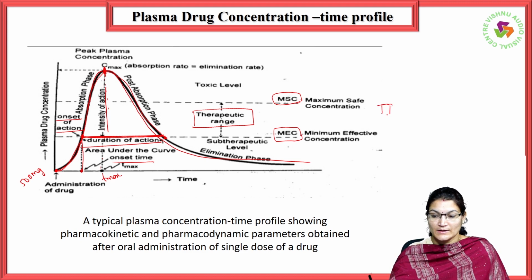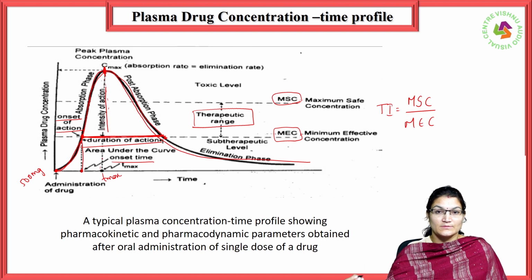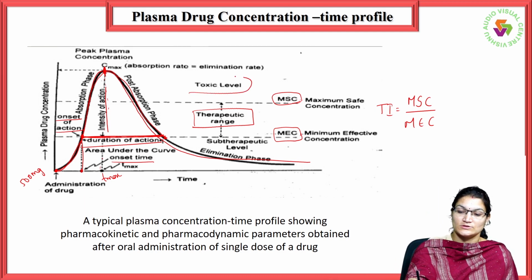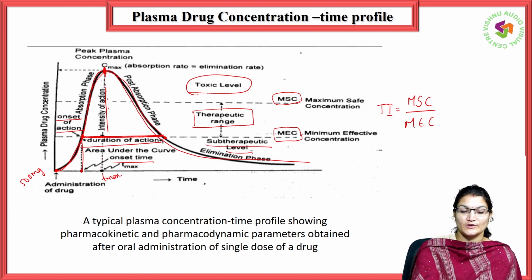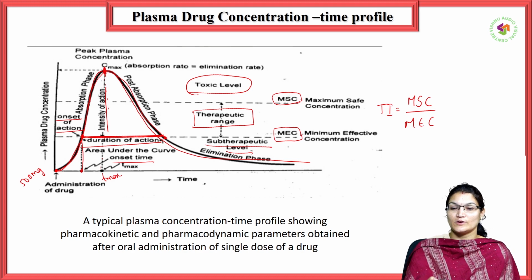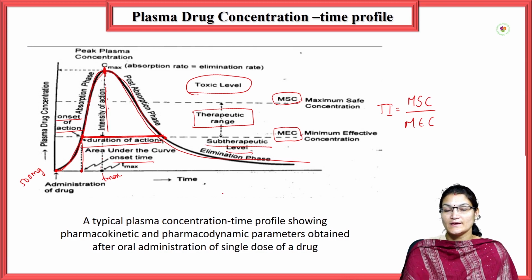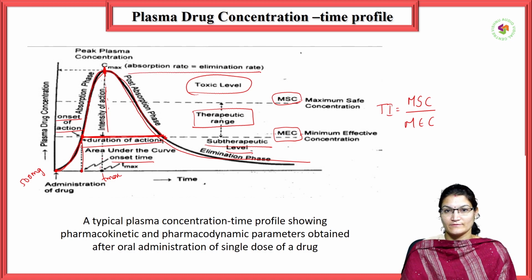We have one more term, therapeutic index. The ratio of maximum safe concentration to minimum effective concentration is termed therapeutic index. Above this you call it toxic level, and below this you call it subtherapeutic level. If the drug is not reaching more than 150 mg, then you call it subtherapeutic level. In the subtherapeutic level, you cannot see any kind of pharmacological action of the drug. At Cmax, both absorption and elimination rates are the same for that particular drug.